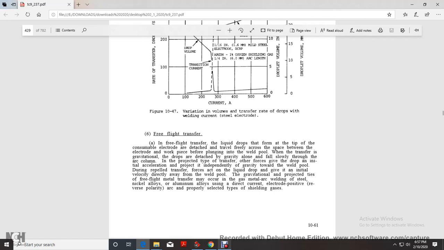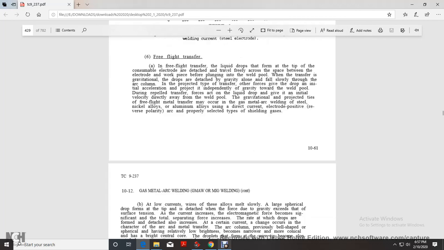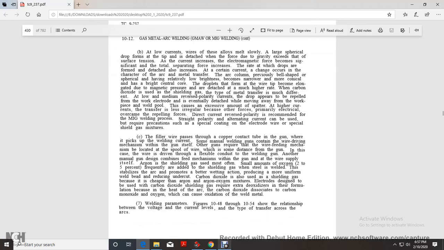Types of free flight metal transfer may occur with gas metal arc welding of steel, nickel alloys, and aluminum alloys used with direct current, electropositive, reverse polarity arc, and properly selected types of shielding gas.